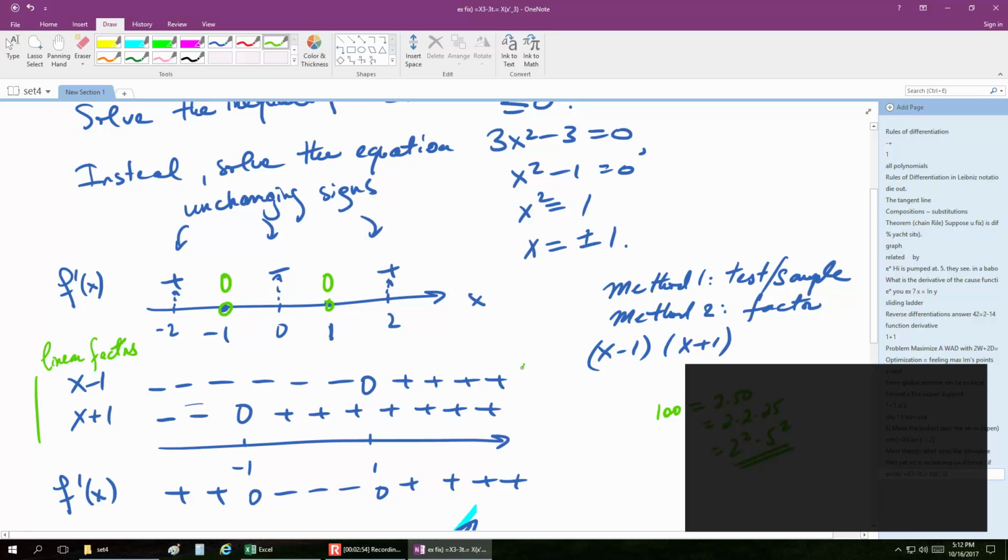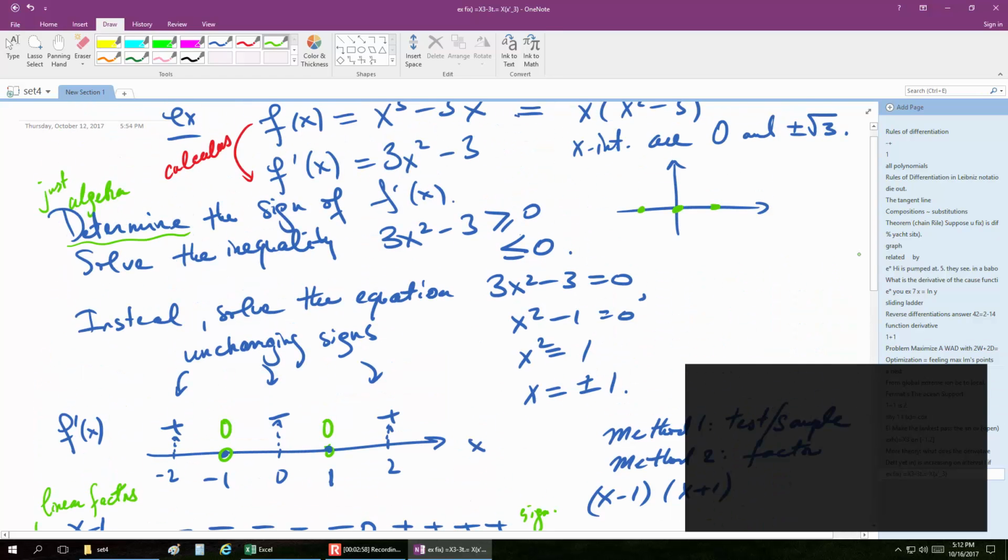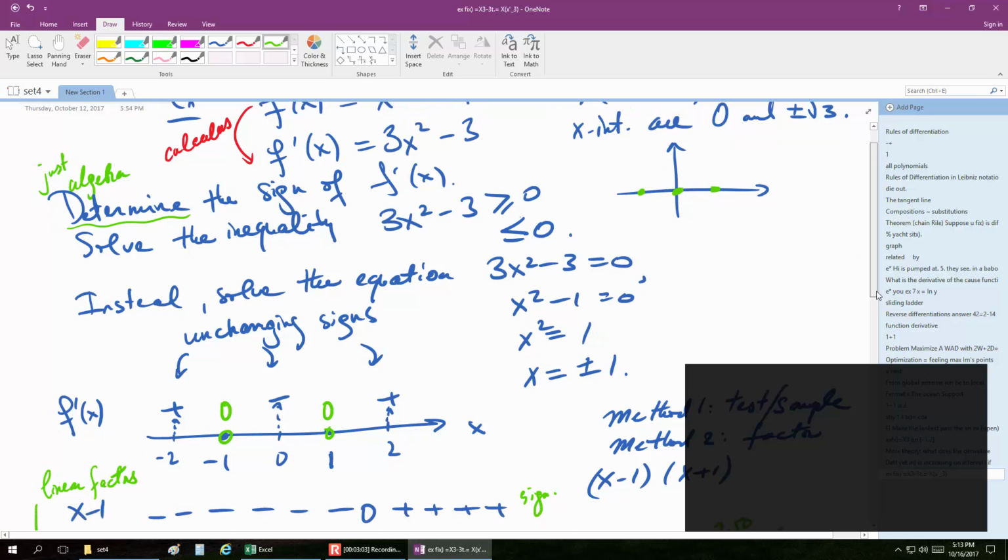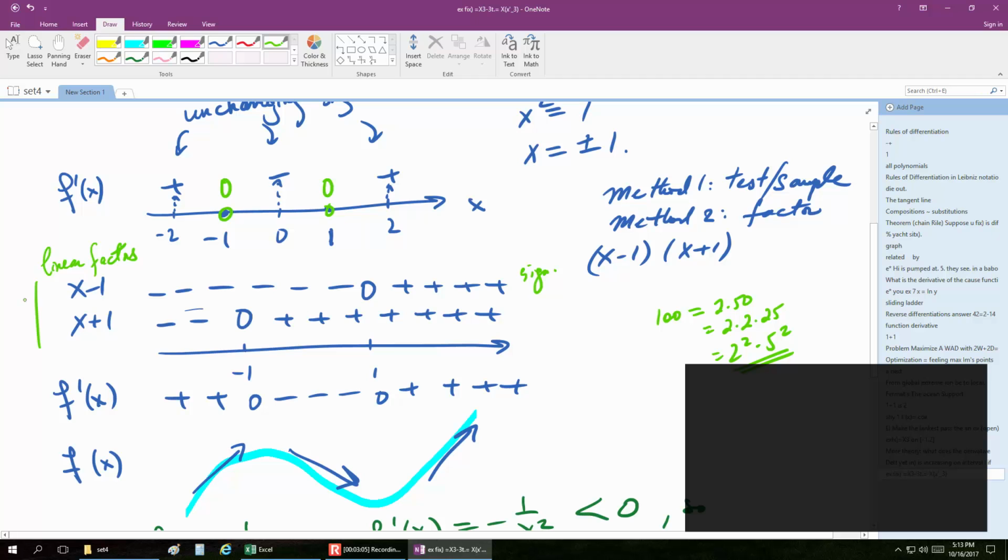So that's the sign. I solved the problem indicated here: determine the sign of the derivative. Well, instead of determining the sign of the derivative, initially I determined the sign of its factors. Only 2 factors, so very simple. Do you remember each of them is a straight line, and it has one x-intercept. It's negative to the left, positive to the right. That's what's to be expected.